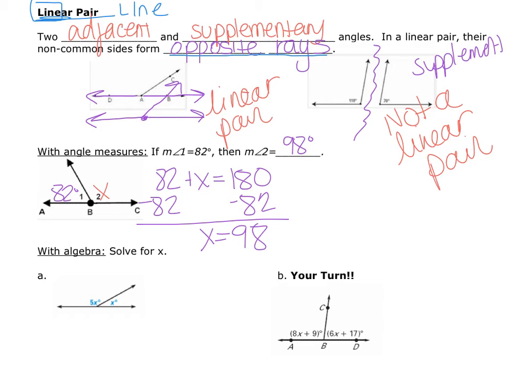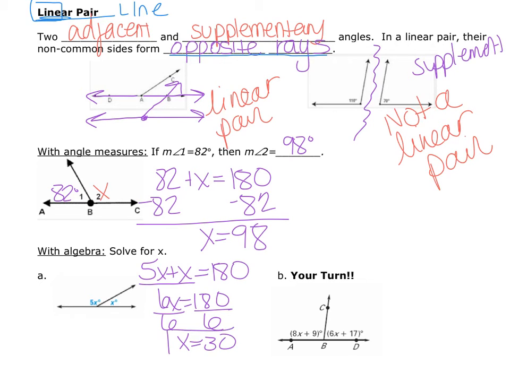Now again, with algebra, we always like to show it with the algebra. So solve for x. Here we go. We have two angles that are supplementary and they're adjacent. So I know that if I add those two together, they have to be supplementary. Combine your like terms. Divide by 6, divide by 6. x is 30.